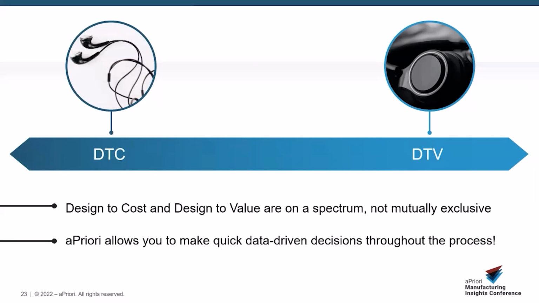Products may land on one end of the spectrum or the other and everywhere in between, but both concepts give us valuable insight as we iterate through designs. AP Design lets you get cost and manufacturability feedback on those designs as you work through this process. So no matter where you fall on the spectrum, you can make data-informed decisions quickly as you reduce costs and add value through these processes for your customers.